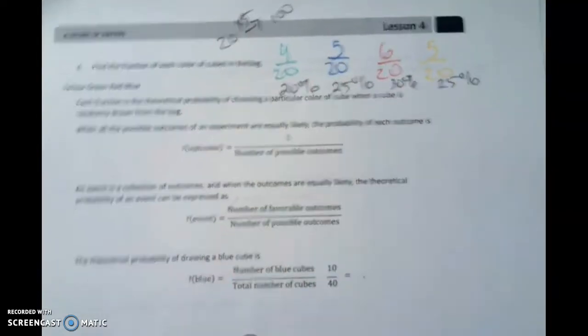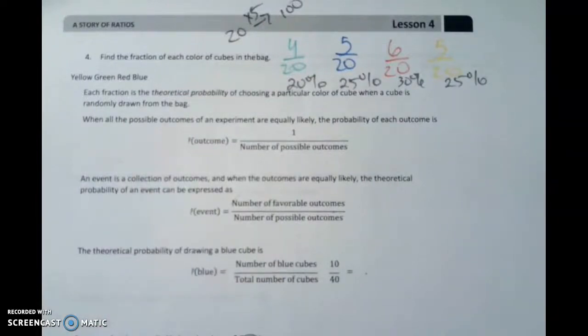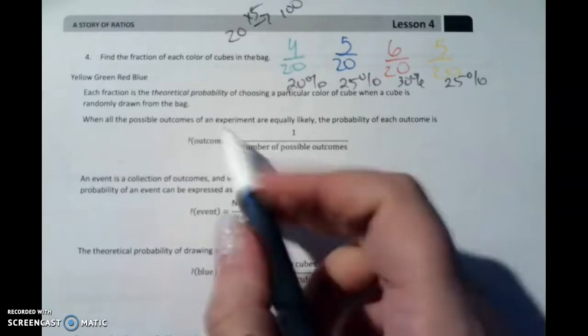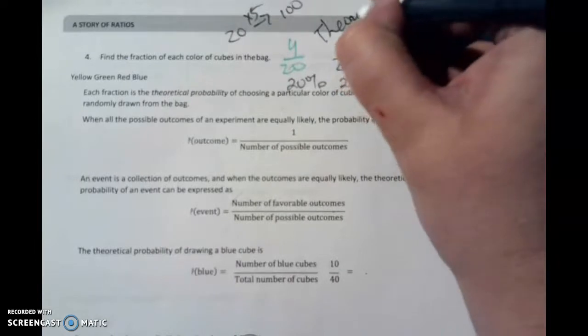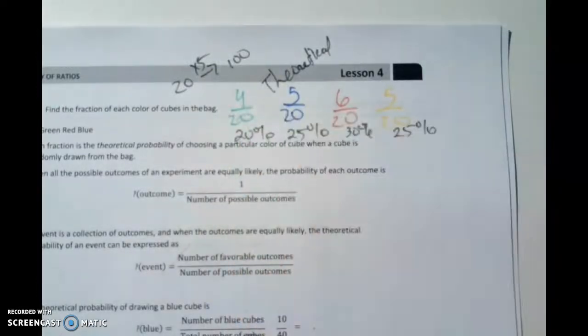Okay, so we had the theoretical probability of, this would be theoretical, because in theory, if I did it 20 times, I would get these numbers. I would get 4 green, 5 blue, 6 red, and 5 yellow. But we don't live in theory land, we live in the real world. If we did the experiment enough times, the law of large numbers tells us that we would get closer and closer to the theoretical probability with an experiment.